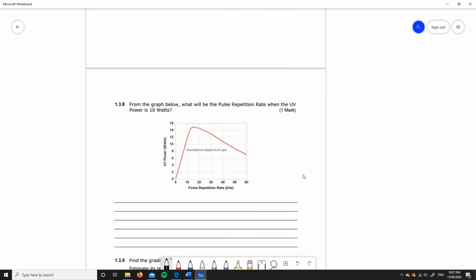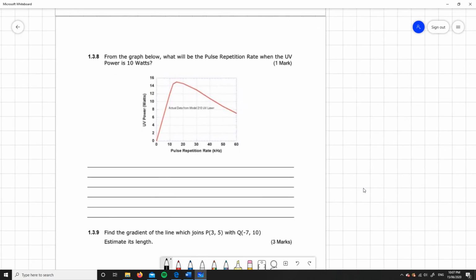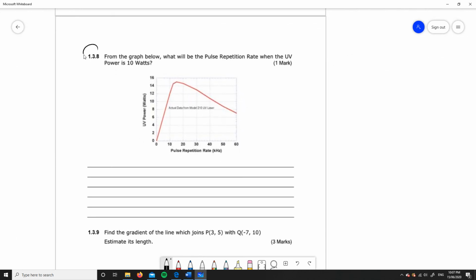Okay, moving on to geometry question number 8. From the graph below, what will be the pulse repetition rate? That's going to be a figure off my bottom axis when the UV power is at 10 watts. So that's that axis there. Pretty much all I'm going to do is come across. I have one intercept point there. Don't be satisfied until you've cleared to make sure that there's no others. So there's a second one there.